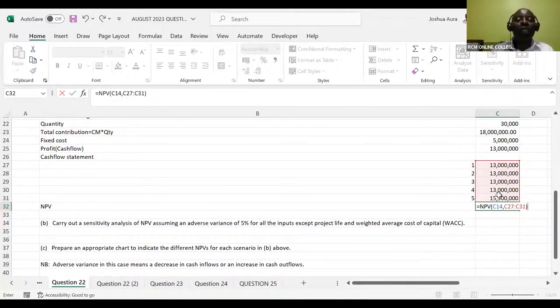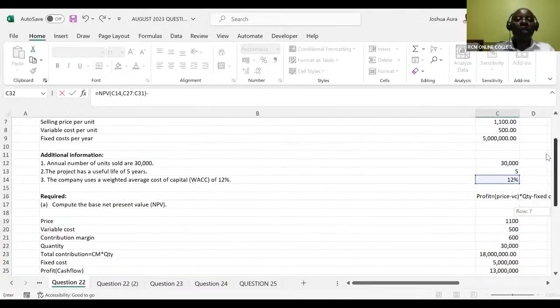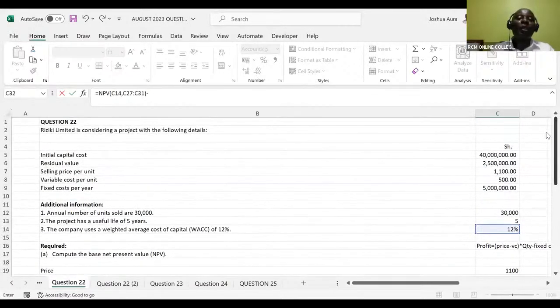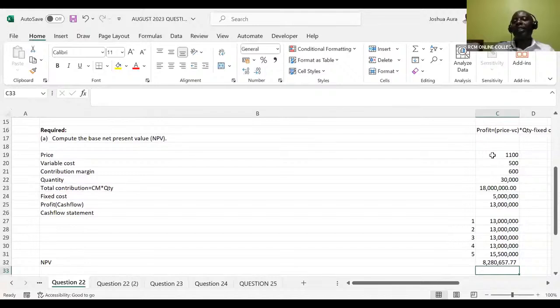But you see, I want net present value. So how do I get net present value? I'll come and say minus the initial outlay. Do we have the initial outlay? Oh, yes. You can either copy it directly from here or you type. Actually, you can even type. So in this case, you put it like that, and then you say enter. You can see I'm now able to get my net present value.